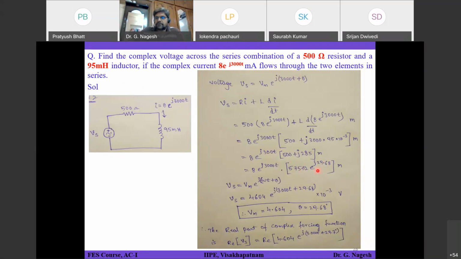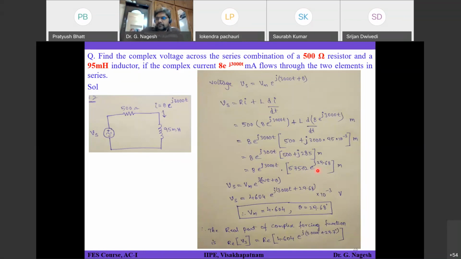One is in rectangular form, which is a plus jb. One is in polar form, which is r at an angle of theta. One is in exponential form, which is some magnitude e power j theta. Is it clear to everyone? Yes, sir. So one format can be converted into another format according to your requirement.